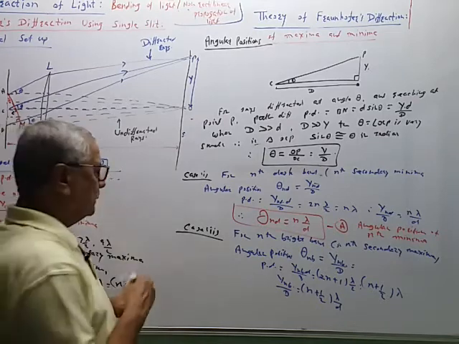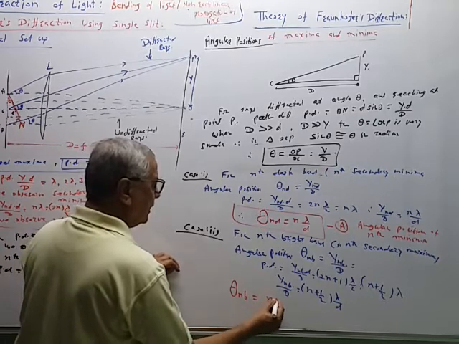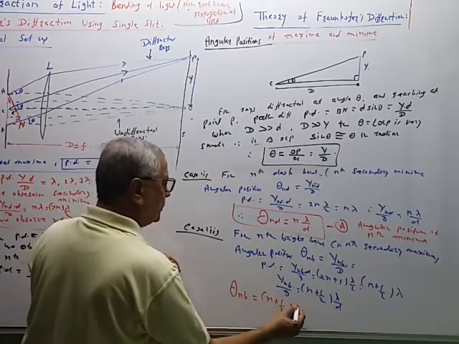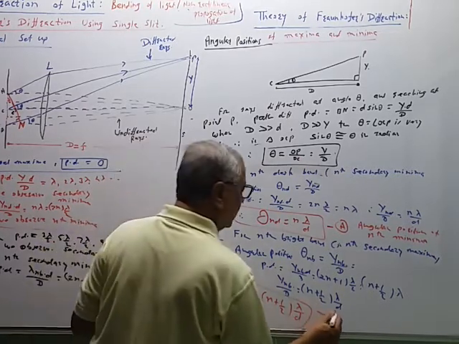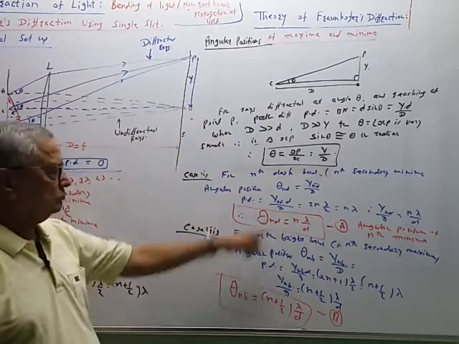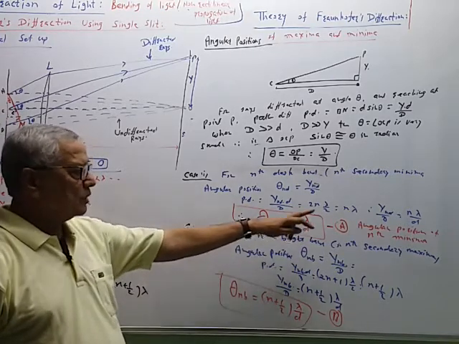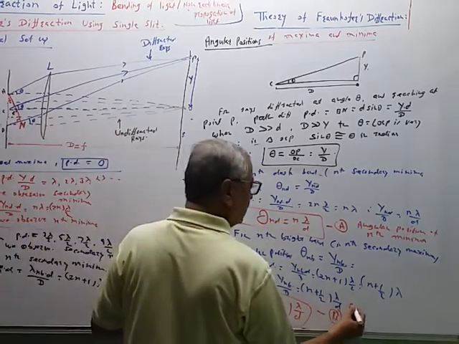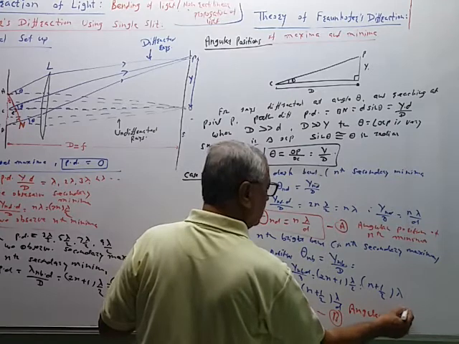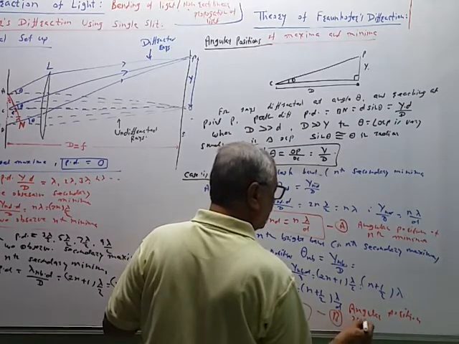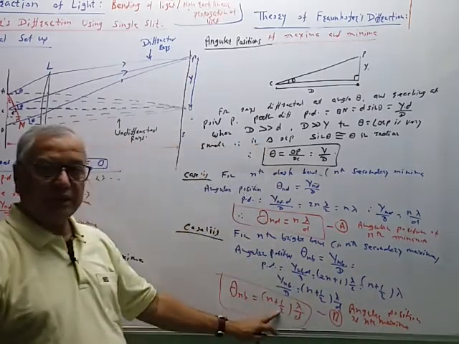So angular position of the nth bright band is given by (n plus half) into wavelength lambda of the monochromatic ray upon slit width. So equation A and equation B give the condition for angular position of the nth minima and angular position of the nth maxima. Remember this bracket, n plus half.